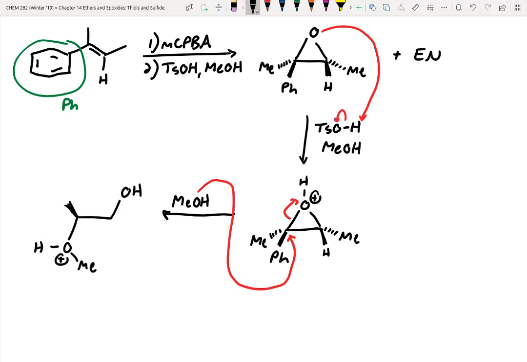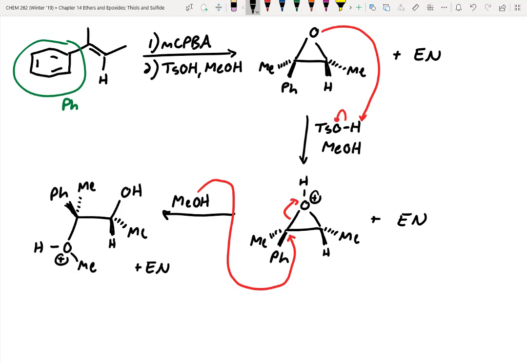Then the phenyl group is going to get flipped up like this. The methyl group will be flipped up like that. The other carbon was kind of untouched during this whole process. We're still going to have to worry about a mixture of enantiomers during this whole process. And what do you think the last step's going to be? Deprotonation.